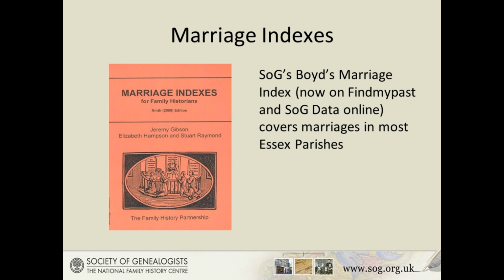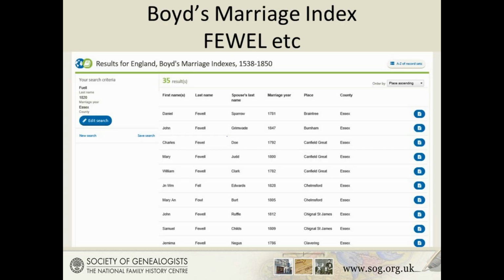The guide tells me that the marriage index compiled by Percival Boyd and held by the Society of Genealogists and online on Findmypast has a very good coverage of Essex, so thinking laterally, can we use a number of marriages for the surname Fewell to see if the name can be localised to a particular parish? So we searched Boyd's marriage index for any Fewell and variant marriages in Essex between about 1775 and 1837 and sorted the results into parish, as you can do on the Findmypast website.